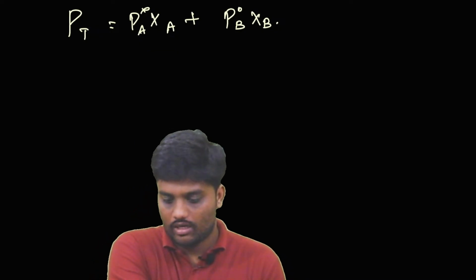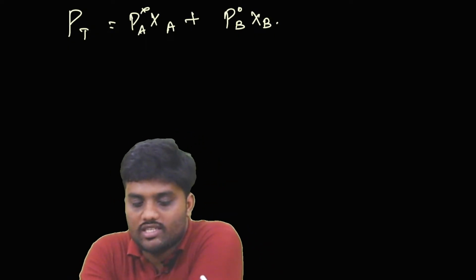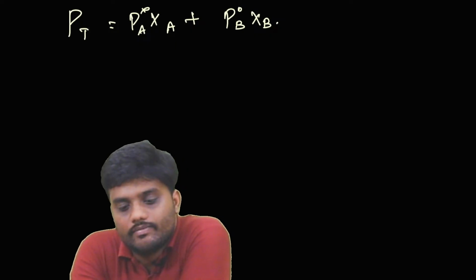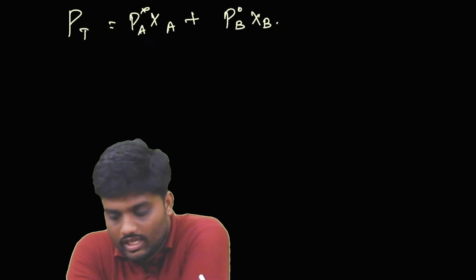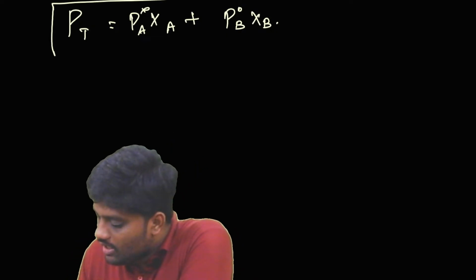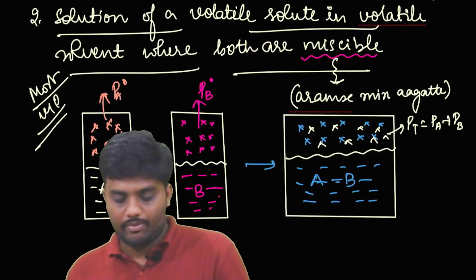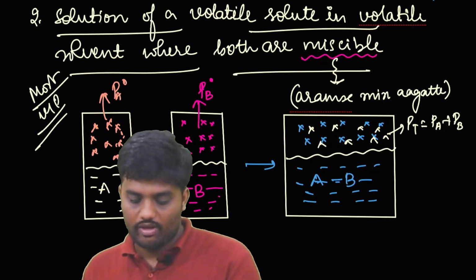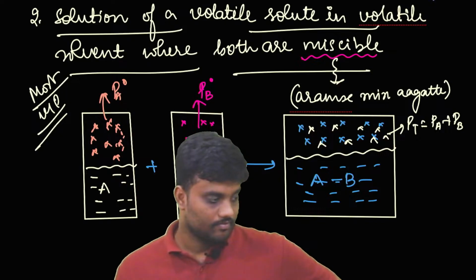Okay, written down. Here, what are psi A and psi B? They are the mole fractions of A and B. In which phase? Liquid phase. So please write down here, whenever we calculate the individual vapor pressure, I'll get PA naught and PB naught.